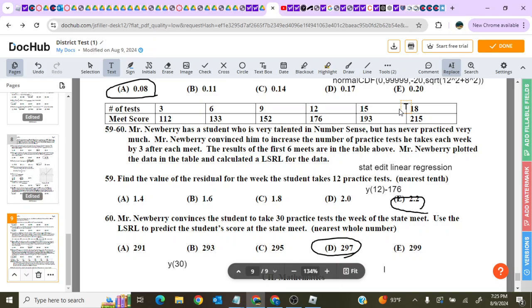Number 60 is done similarly. You just put in Y1 of 30, and you get an estimated score of 297, which would be very impressive on a number sense test.